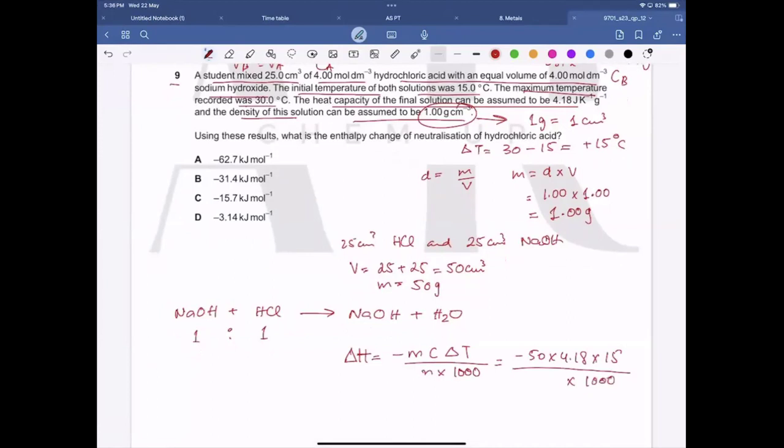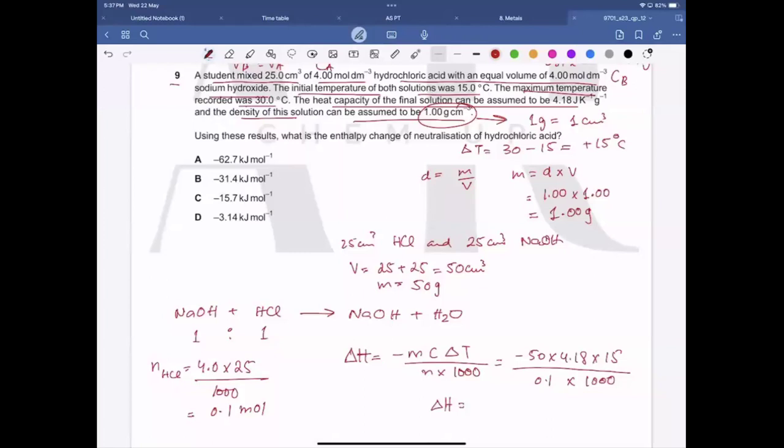If I find the number of moles of either HCl or sodium hydroxide, it is going to be equal to its concentration, which is 4.00, times its volume, which is 25 in centimeter cube, and I have to divide it by 1000 to turn it into decimeter cube. So I think I'm getting 0.1 mole, isn't it? Can anyone confirm the number of moles? So is it 0.1? So I'm going to put 0.1 over here. Now you will solve it and you will get the value of delta H.